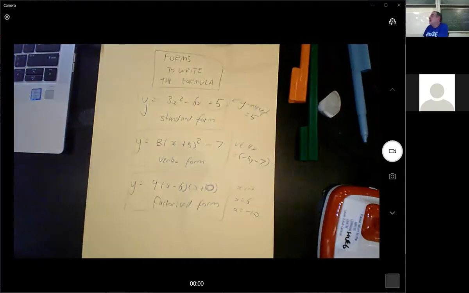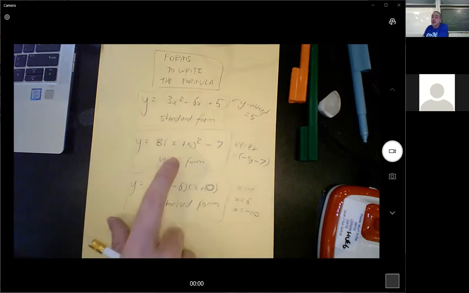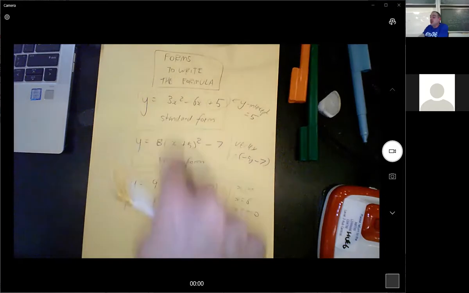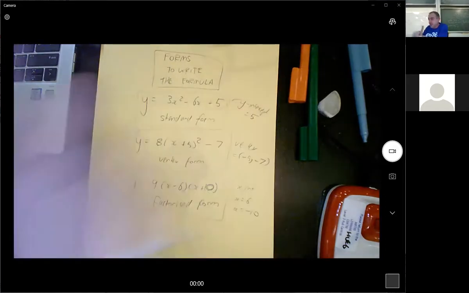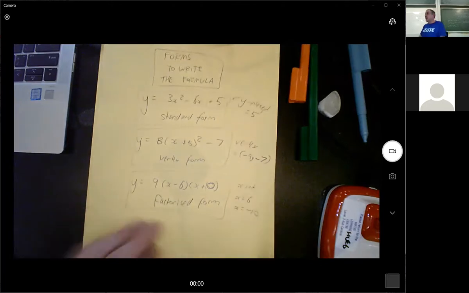So each of them is good for different purposes, and it's useful to be able to convert between them, but it's also useful to be able to know how to figure out the vertex from this one without actually turning it into vertex form. So it's good to be able to convert between them and to be able to figure it out from those things. So I'm going to talk about that.